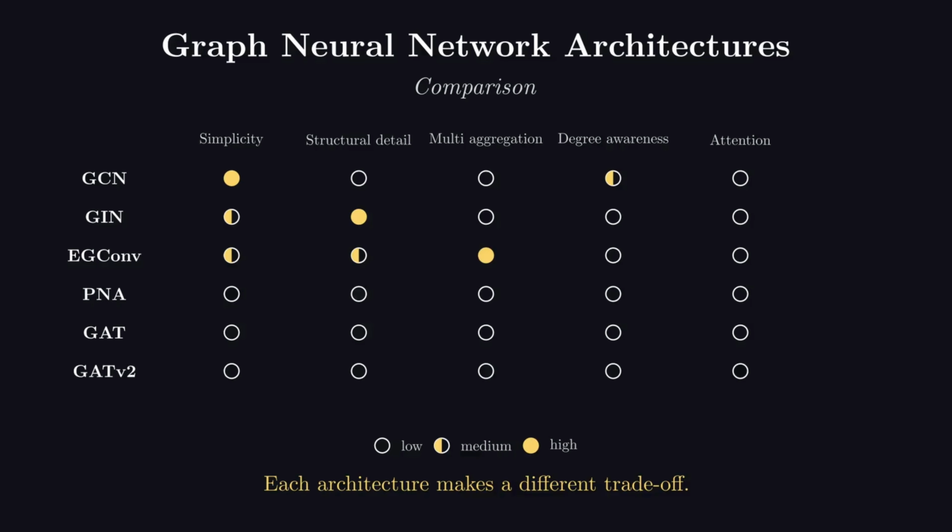EGConv has medium simplicity and uses strong multi-aggregation. It combines different aggregation views, such as mean, max, and sum, but it does not explicitly use degree scalars or attention. PNA is the richest aggregation-based architecture here. It uses multiple aggregators and degree awareness. This makes it expressive, but also less simple.